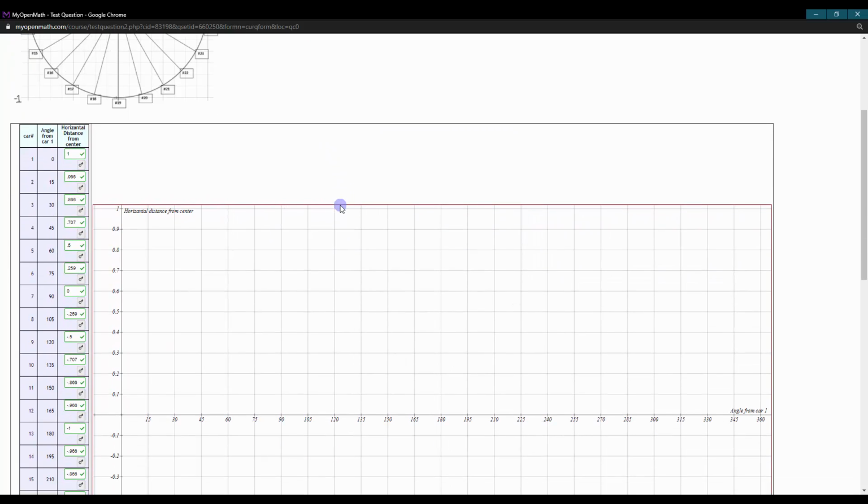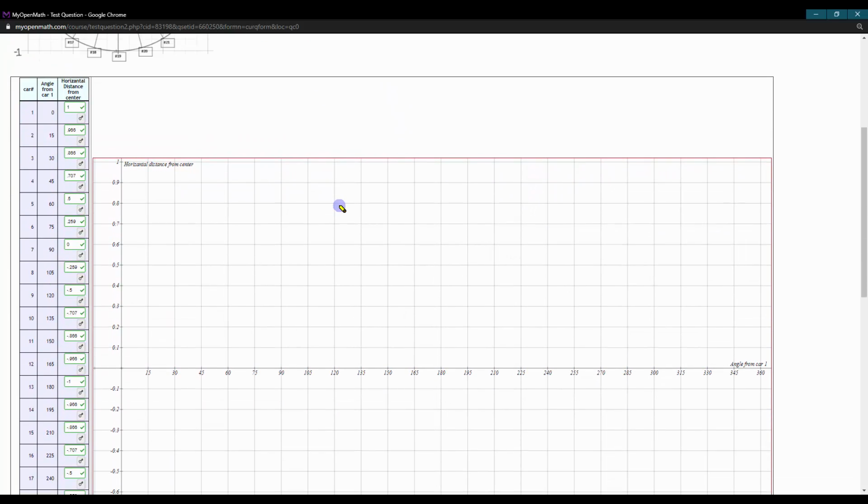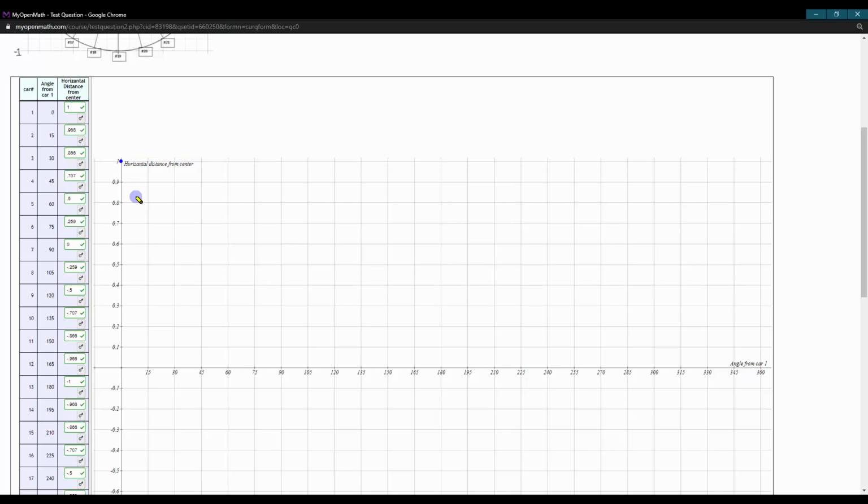As far as graphing this goes, it's the same as any other time we've graphed a function. We're letting the angle from car 1 represent x, and we're letting the horizontal distance from the center represent y. So we would plot these as ordered pairs, just like any other point in a function. This first point is at 0, 1. So 0 on the x-axis is located right here, 1 on the y-axis is located right here, and then I would plot my point. All right, so that would be our first point.